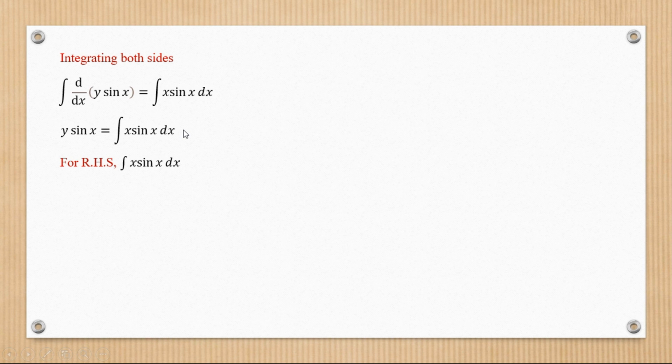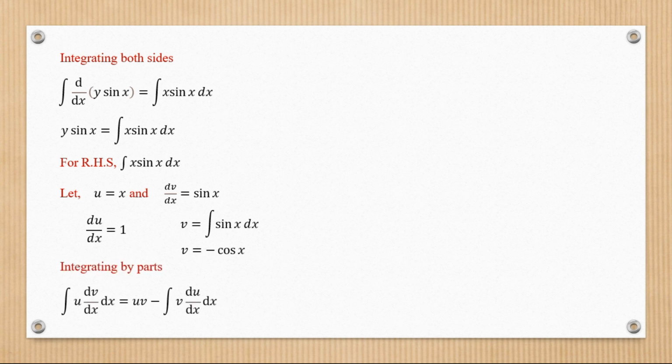Now for the right hand side, which is the integral of x sin x dx, we solve that using integration by parts. So we're going to let u be equal to x, and dv/dx should be equal to sin x. So du/dx should be equal to 1, and to find v, we're going to integrate sin x. So v should be equal to negative cos x. Remember that when you're integrating by parts, this is going to be the formula. So when you plug in all the values that we found, we'll have this.